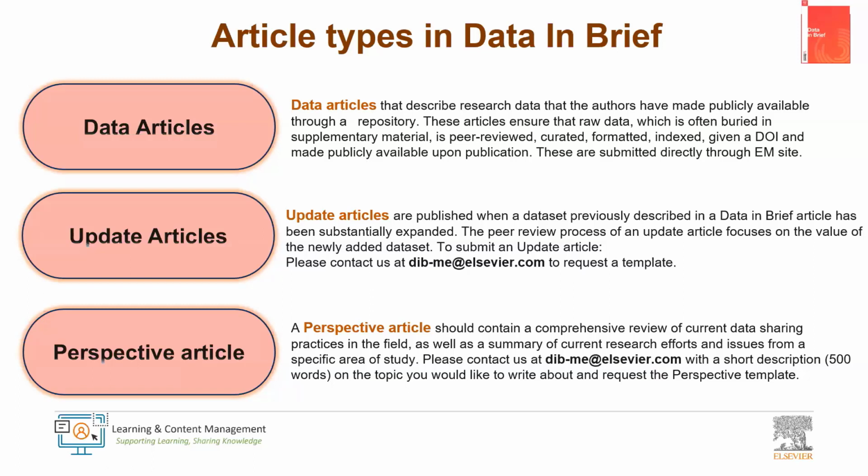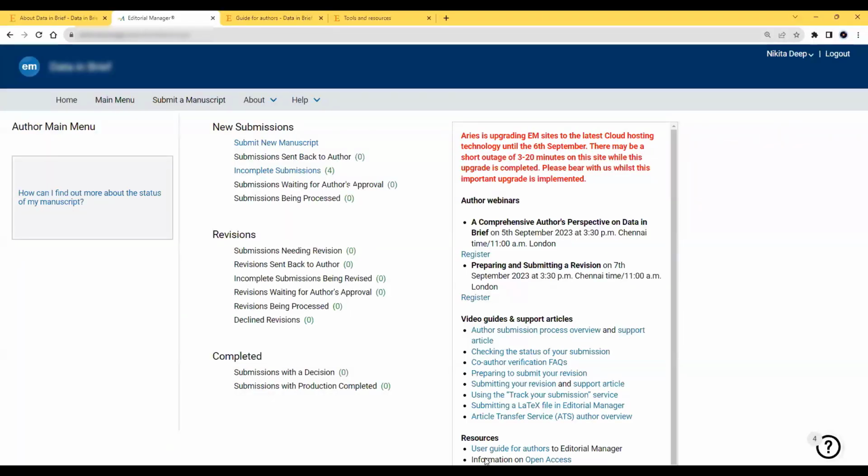Having gained an understanding of the various article types that are present in data in brief, let us now proceed to navigate to the Editorial Manager preliminary submission procedures. So I'm just taking you through Editorial Manager author main menu. All right, so this is how the main menu looks like. May I please request Anita to confirm if you're able to view the main menu screen clearly?